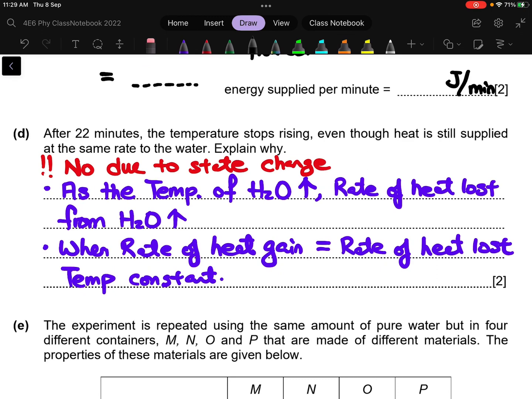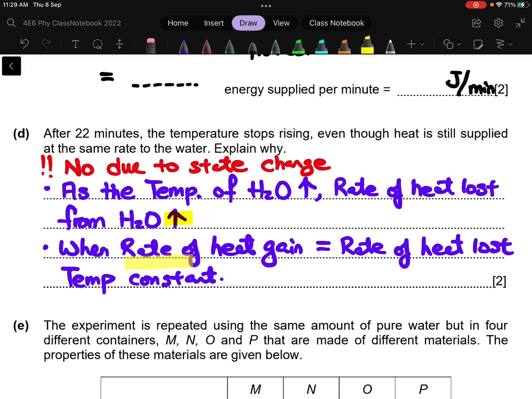Okay. For D, I'm asking you why the temperature doesn't rise even though heat is continuously supplied. You will get 0 once you mention that it is undergoing a state change or that it is boiling. Like I mentioned earlier in the video, there is no state change. You need to point out that as the temperature of the water goes higher, the rate of heat loss from the water to the surrounding will also go higher, right? So this is your first 1 mark.